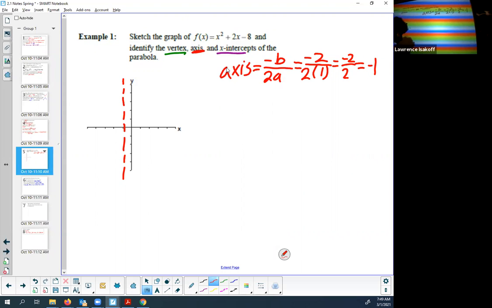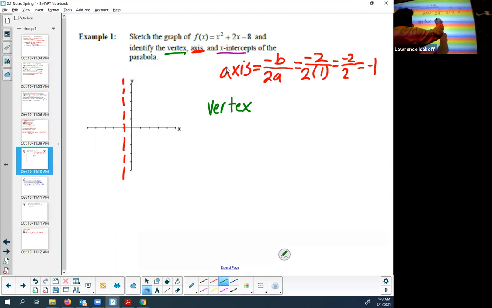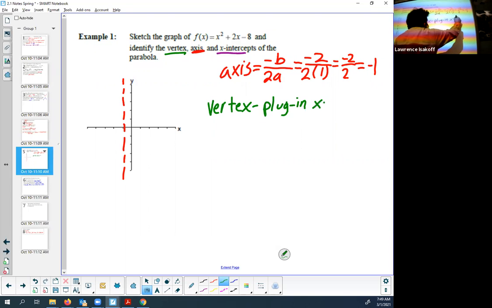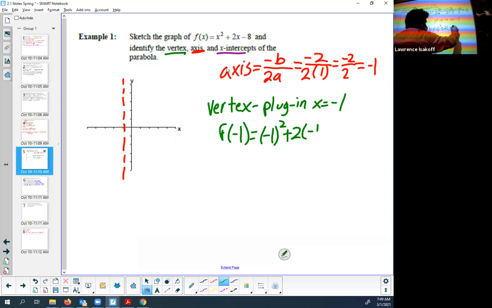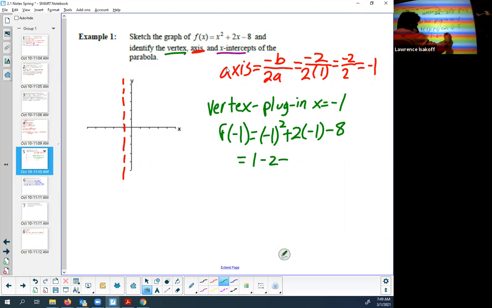Okay. Now what we're going to do is move on to the vertex. For the vertex, we're going to plug in x equals negative 1. So f of negative 1 here will be negative 1 squared plus 2 times negative 1 minus 8. Let's see, that's going to be 1 minus 2 minus 8, which should be negative 9.